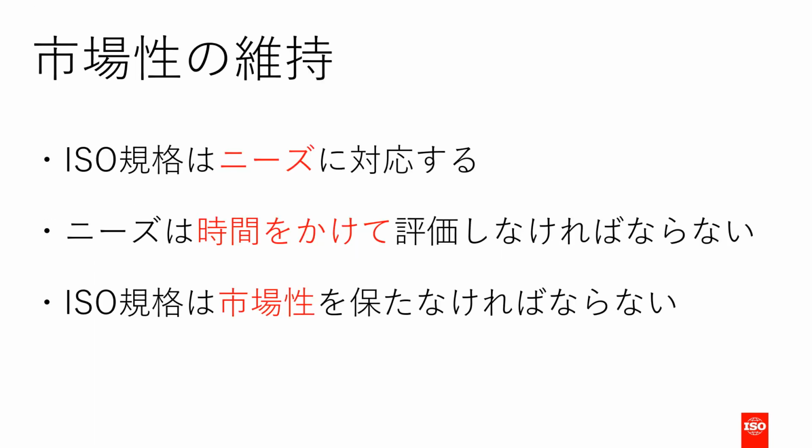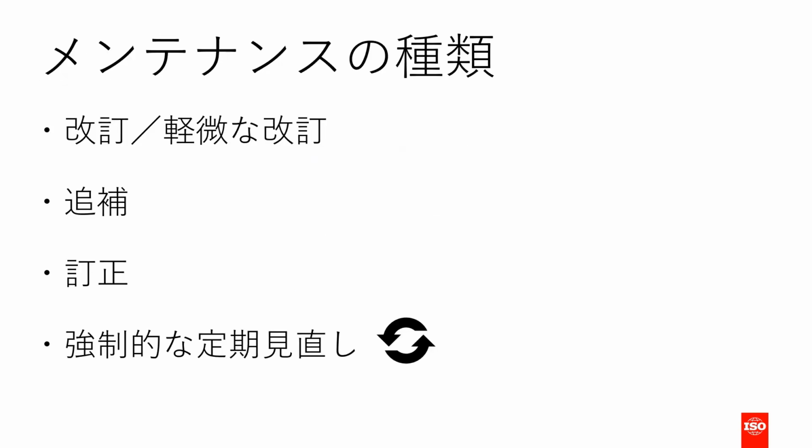ISO standards respond to a need, but needs can change. So that need must be assessed over time to ensure that ISO standards all remain relevant. So how do we ensure this? If a standard needs updating, we can publish a revision or a minor revision. A minor revision does not impact the technical content, and it goes through a much quicker publication procedure.